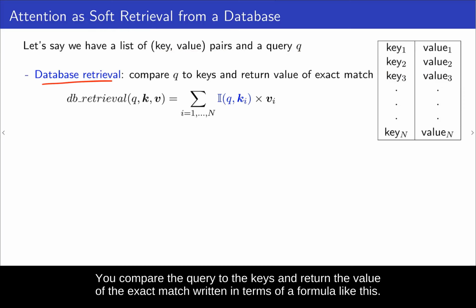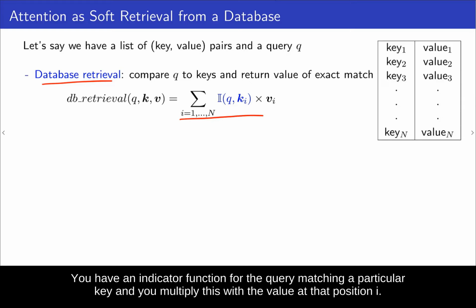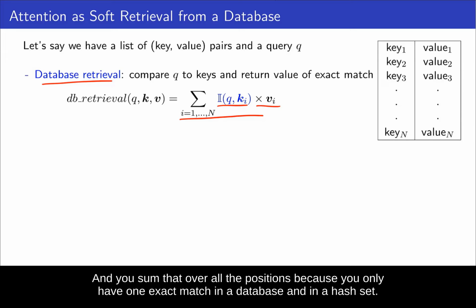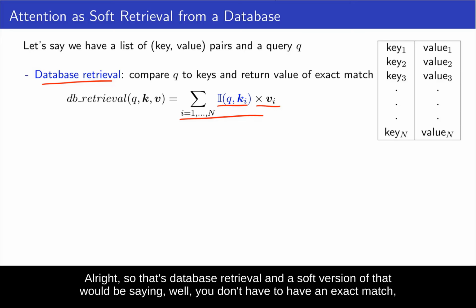You compare the query to the keys and return the value of the exact match. Written in terms of a formula like this, you have an indicator function for the query matching a particular key, and you multiply this with then the value at that position I. And you sum that over all the positions because you only have one exact match in a database and in a hash set. All right, so that's database retrieval.